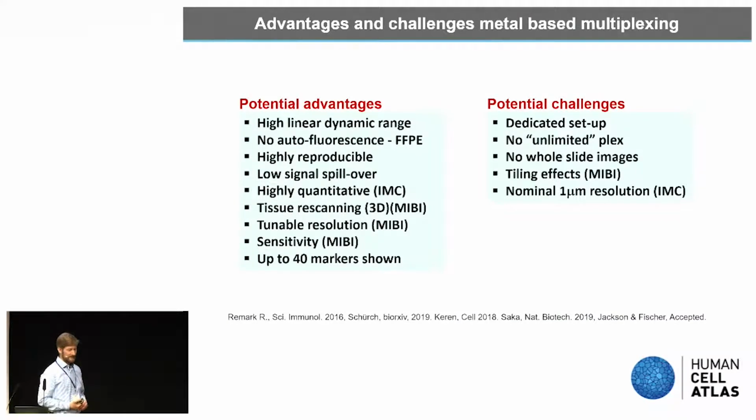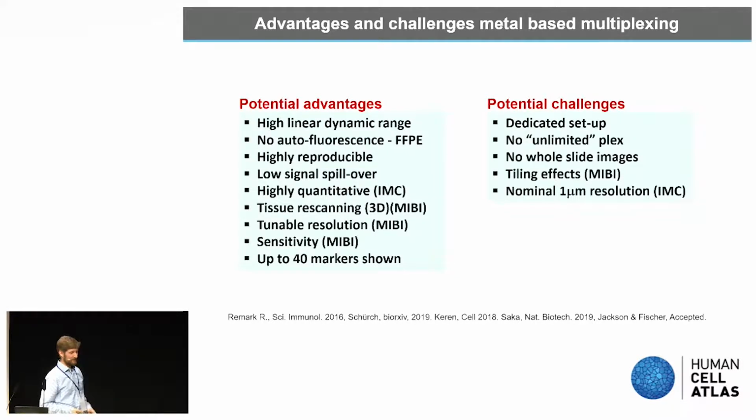Now, what are the potential advantages here, and what are the potential challenges? For both methods, there's a very high dynamic range. It can go up to 10 to the power of 5. There's no autofluorescence, not even in FFPE, since we do not look at fluorescence. We sometimes saw some background signal, for example, from patients treated with cisplatin, or that had contrast agents that also contain metals, and this we then see in some of the channels.